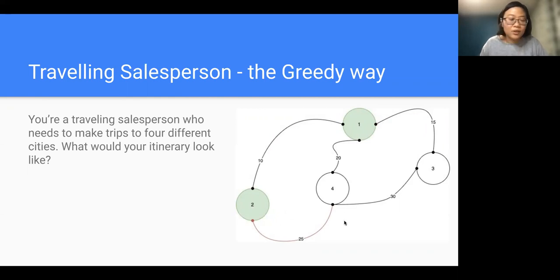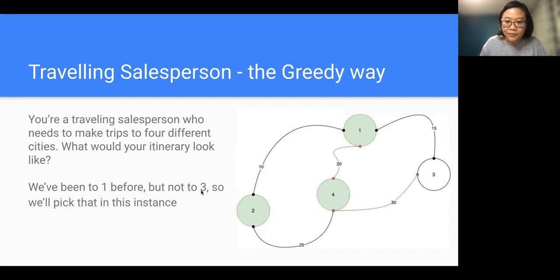We have only one way to go, so we go to 4, and here we have a couple of options again. We have 20 and 30, going to 1 and 3. Now we know we've already been to 1, so we're not going to choose that one. So we're going to choose 3. Here you can start thinking about this in code. As you're going through the cities, you have to keep track of the cities you've already visited, so that when you get to this case, you're not going to choose a city once you've been there before, and there's an option where you haven't been before. So you're going to choose 3 in this case.